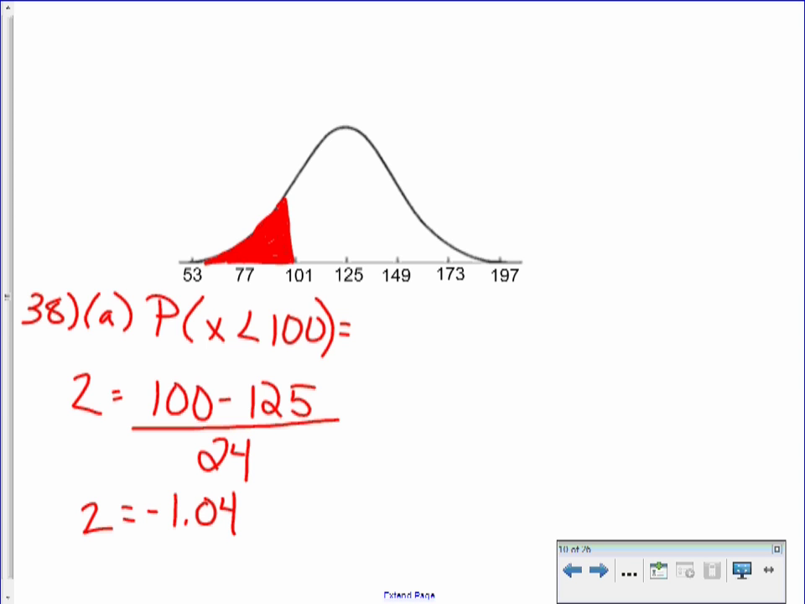Questions about finding our z-score? Now keep in mind that when we go to the table in the back, our z-score does have 2 decimal places, so when we find the z-score we want to keep 2 decimal places. So really what we're going to look up is the probability that z is less than negative 1.04. Since it is less than, our table is just going to give us the number that we want for our answer. Our table does less-than probabilities. So we go and look up negative 1.04.